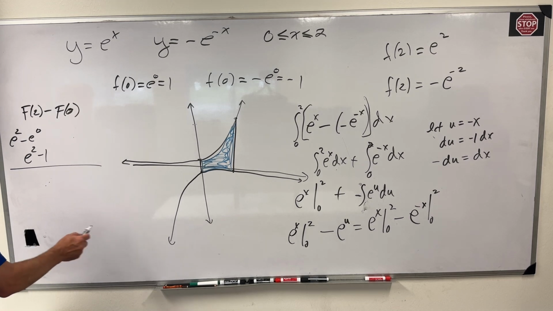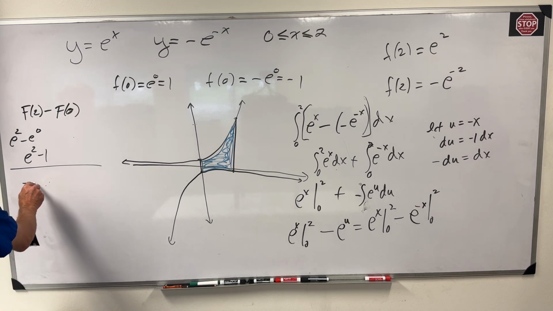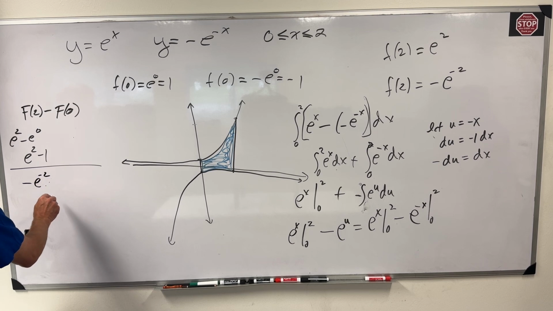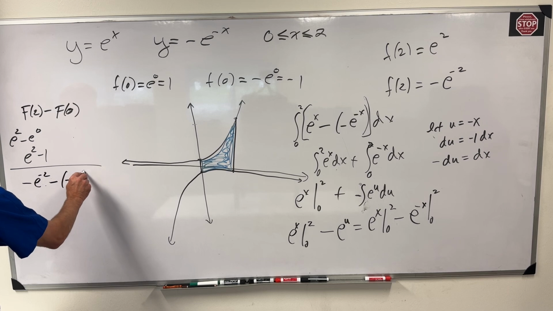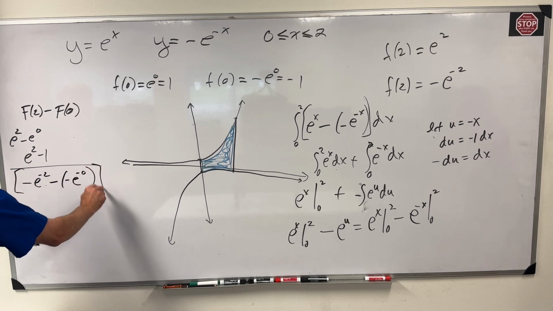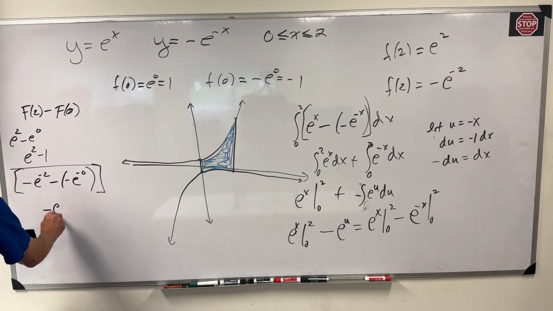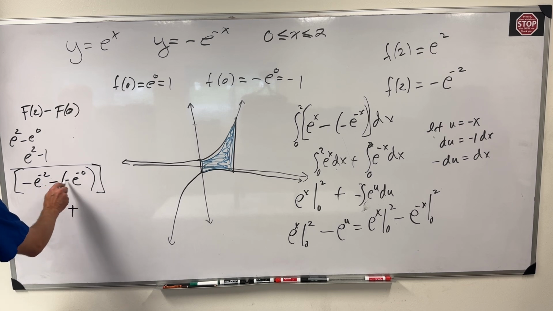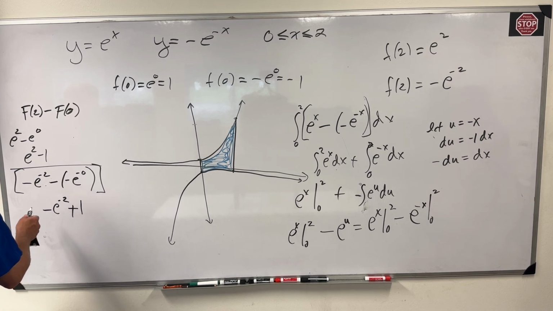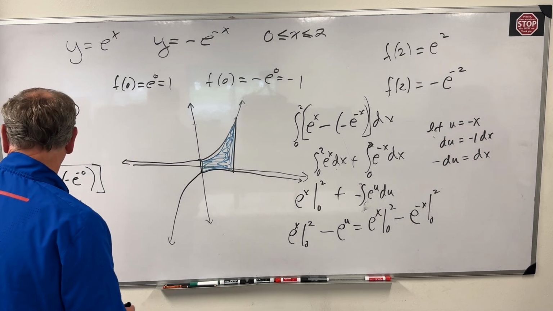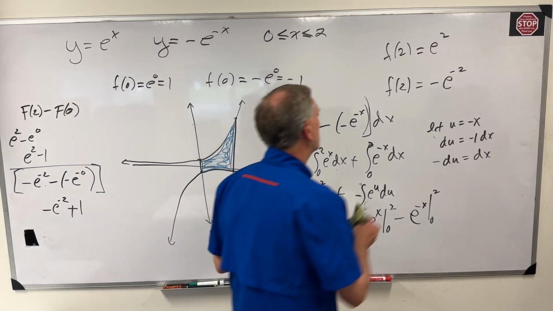The second piece, we have minus e to the minus 2 minus a minus e to the minus 0. That's that second piece. So that gives us a minus e to the minus 2 plus minus a minus e to the minus 0, which is 1. So what we see here is that we'll get, combine all this now. So we combine all this.